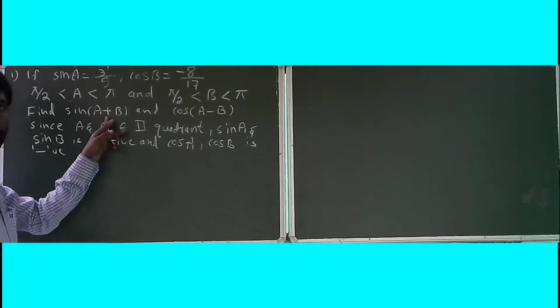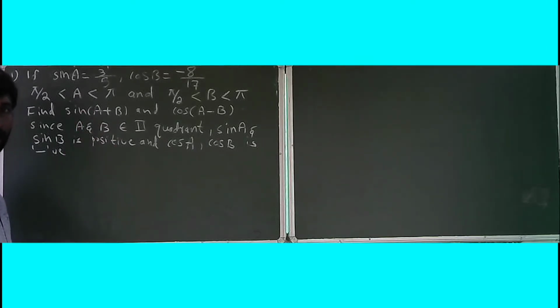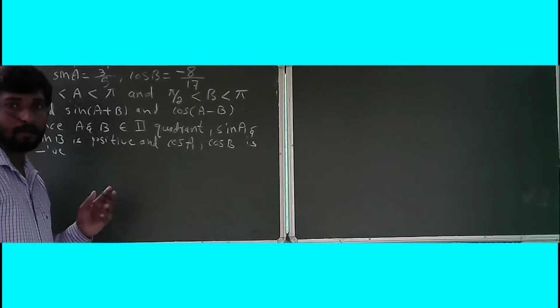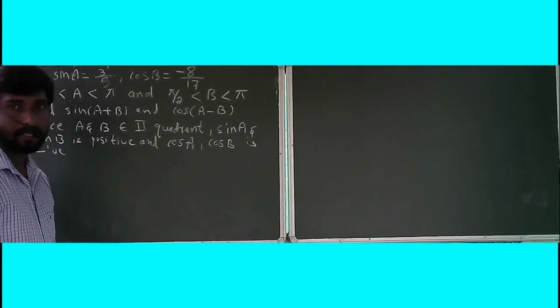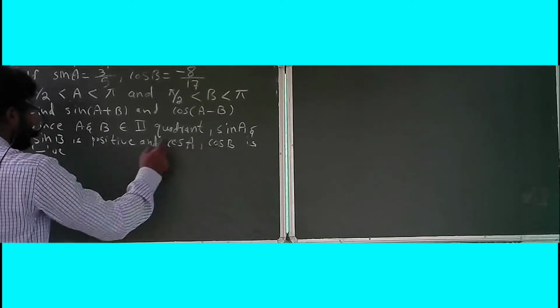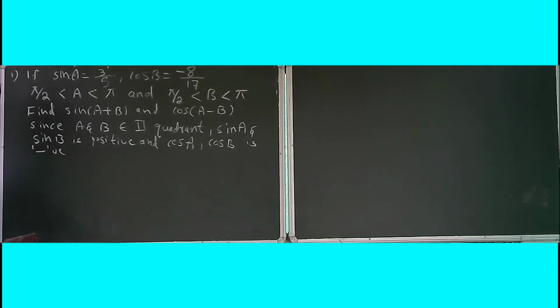We know the compound angle formula: sin of A plus B is equal to sin A cos B plus cos A sin B. Similarly, cos of A minus B. What's the formula? Cos A cos B plus sin A sin B, right? In these two formulas, we have cos A, cos B as well as sin A, sin B. So we need to calculate those values.